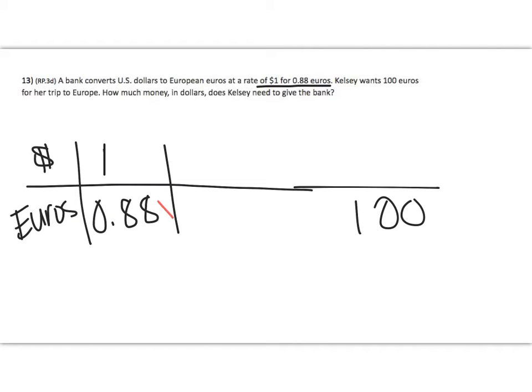The first thing I wanted to do was get this out of decimal form. So I multiplied both of these by 100. And I got 1 times 100. So for $100, we got 88 euros.